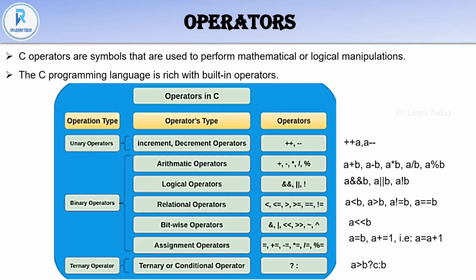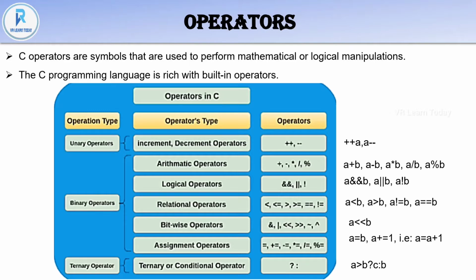And the third one is operators by symbol. The unary operator is one where we use only one operand. A binary operator is one where we use two operands. And finally, a ternary operator is one where we use three operands.